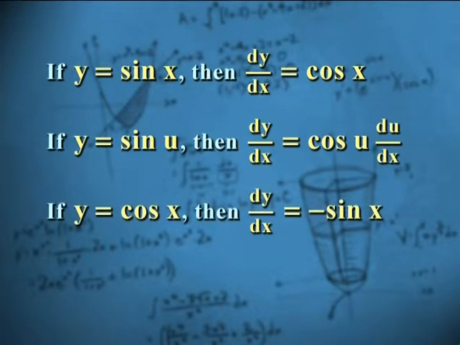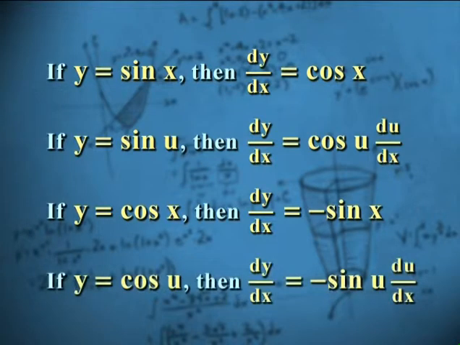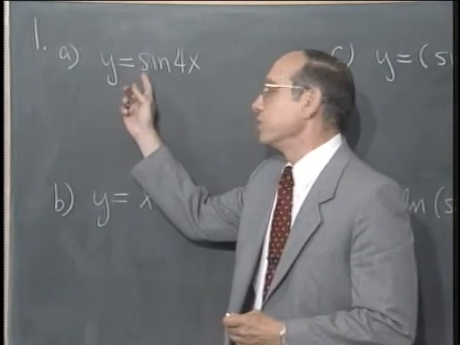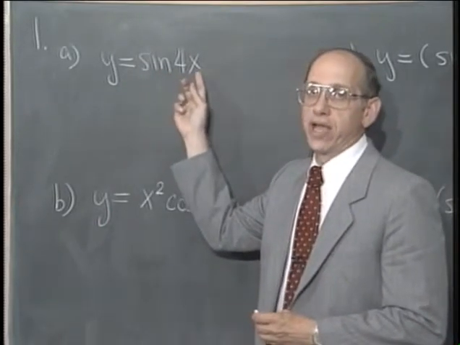If y equals the cosine of x, then dy dx is minus the sine of x. By the chain rule, if y equals the cosine of u, then dy dx is minus the sine of u times du dx. In problem 1a, we have y equals the sine of 4x.